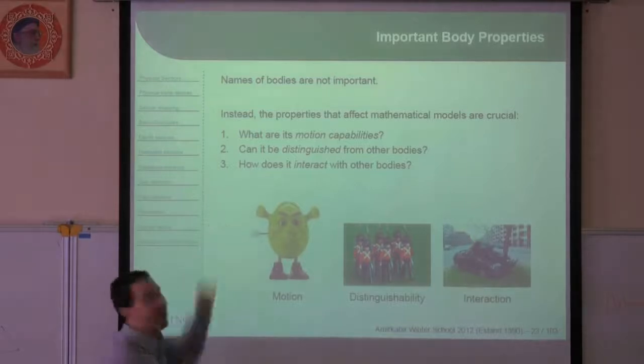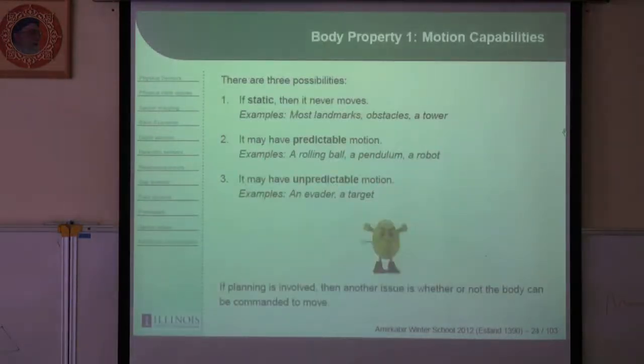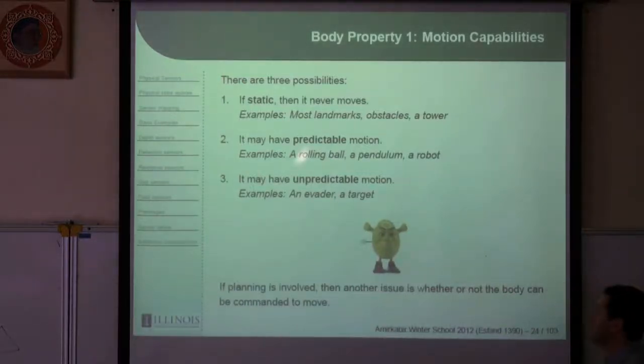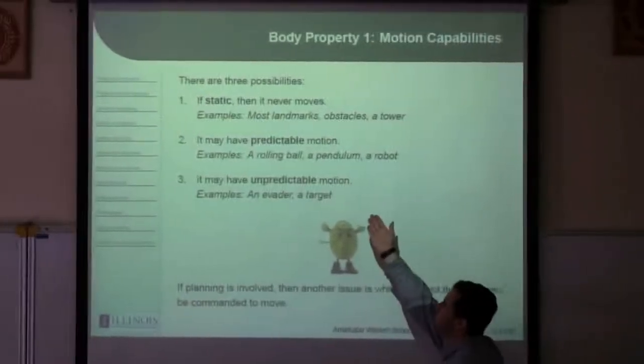But how does the body interact with other bodies? That's another important question. All right, so let me talk about these body properties. One of them is motion. The body could be static, right? Never moves. Like landmarks. Most landmarks are stationary. Obstacles, maybe a cell tower. Nobody moves the cell tower. Maybe they move. That's number 2.